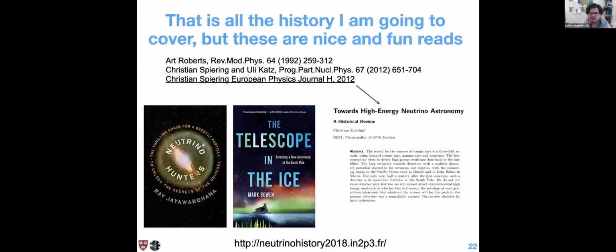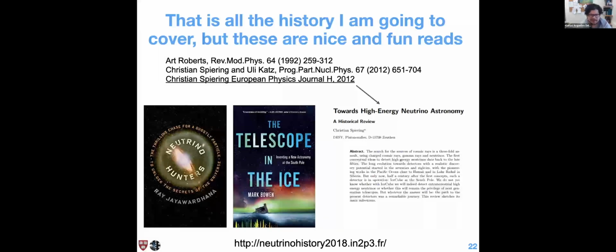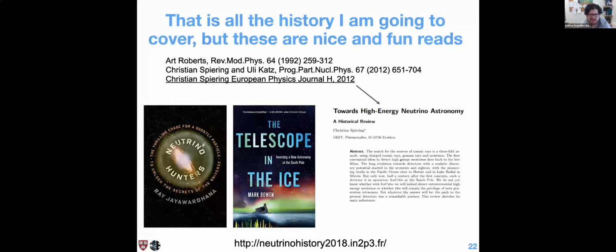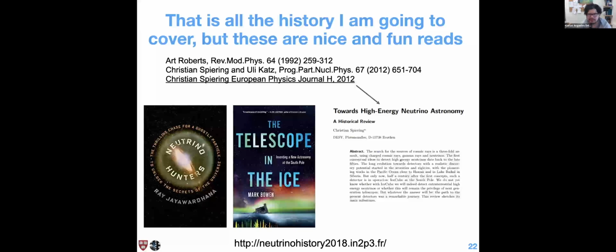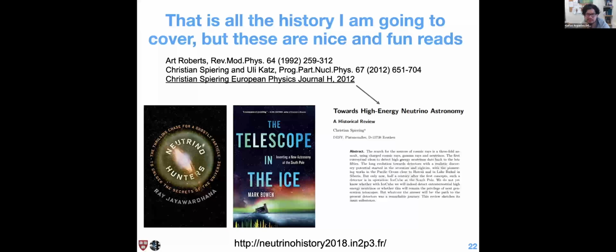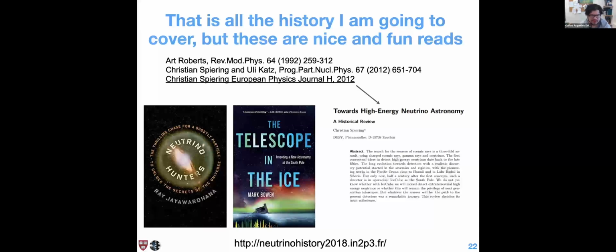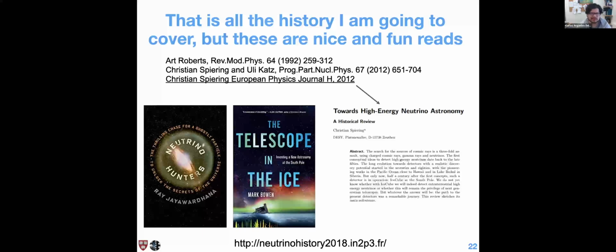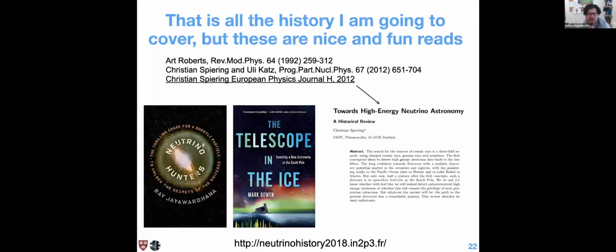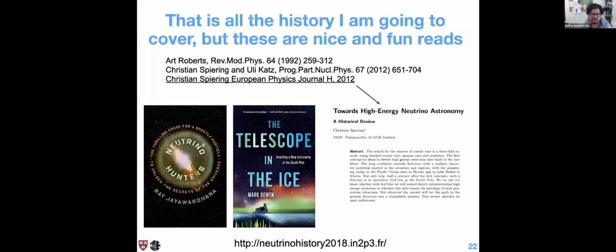So that's all the history I'm going to tell you, but I think it's quite interesting to see how this field has evolved with time. There are a couple of resources if you're interested in neutrino history. I think one of the best reviews on these topics was written by Christian Spiering. This is called Towards High-Energy Neutrino Astronomy. It's a very enjoyable read. And if you're looking for books, one about IceCube that is very well done was written by Mark Bowen. And then there is also Neutrino Hunters, which has a history of neutrinos. And also there is the Neutrino History Conference, which is shown here at the bottom, where you can find more information on this.